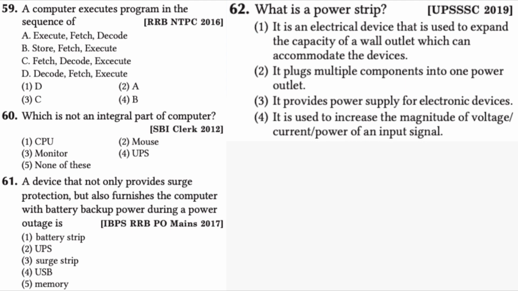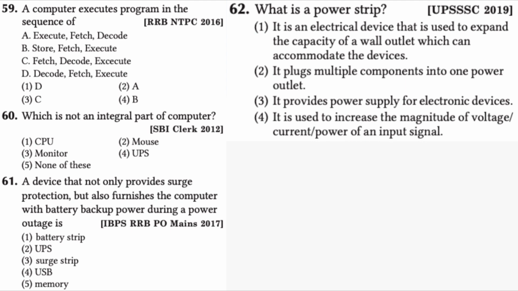Moving on to question 61. A device that not only provides surge protection but also furnishes the computer with battery backup power during a power outage. Here, the correct answer is 2. UPS. UPS, or uninterruptible power supply, not only protects against power surges but also provides battery backup during power outages, ensuring continuous operation of the computer system.